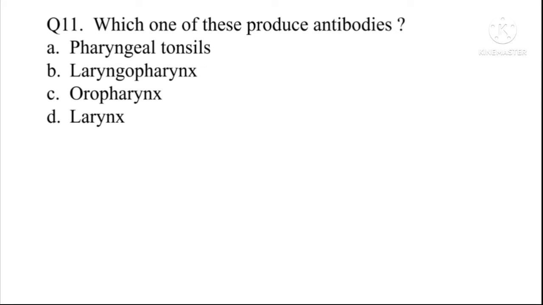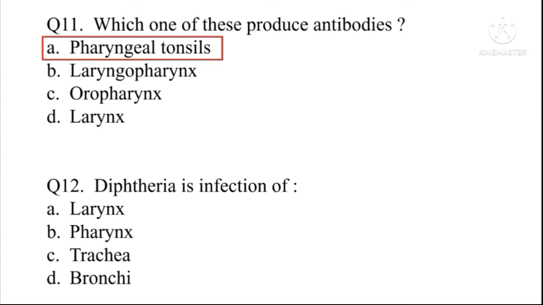Next question is, which one of these produce antibodies? Options given are option A pharyngeal tonsils, option B laryngopharynx, option C oropharynx, option D larynx. So as you know, antibodies are produced by lymph glands in response to body's immune system, and your tonsil is one of the lymph glands. So the correct answer will be option A, tonsils, pharyngeal tonsils.